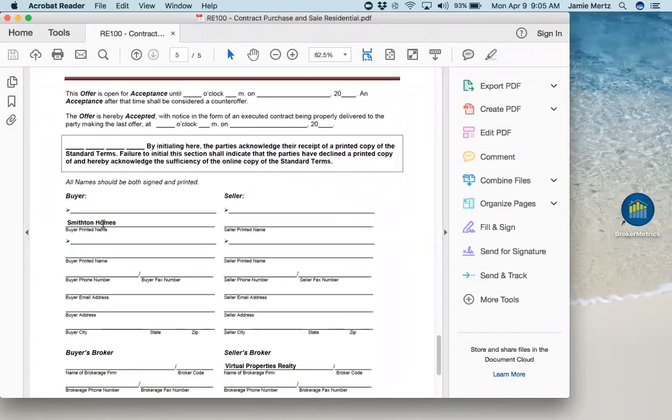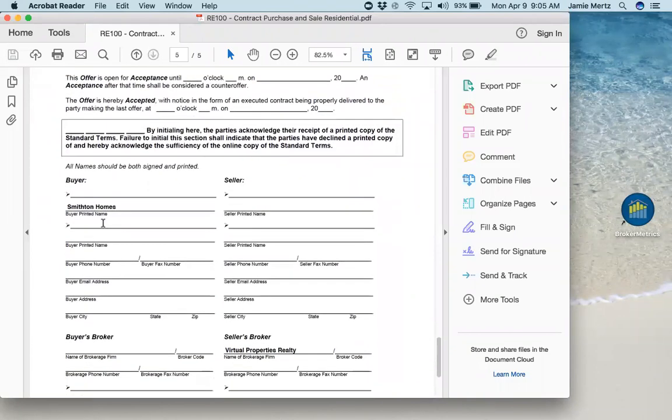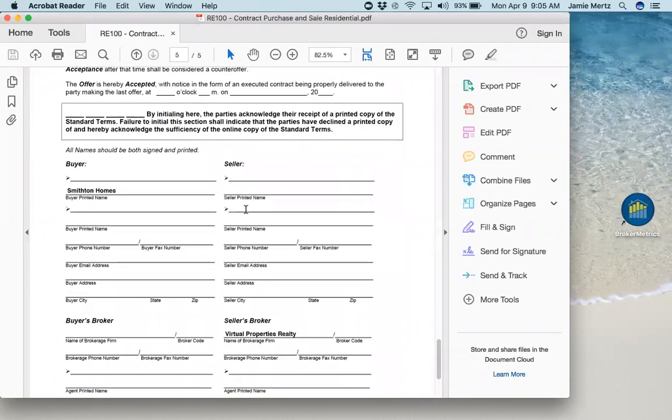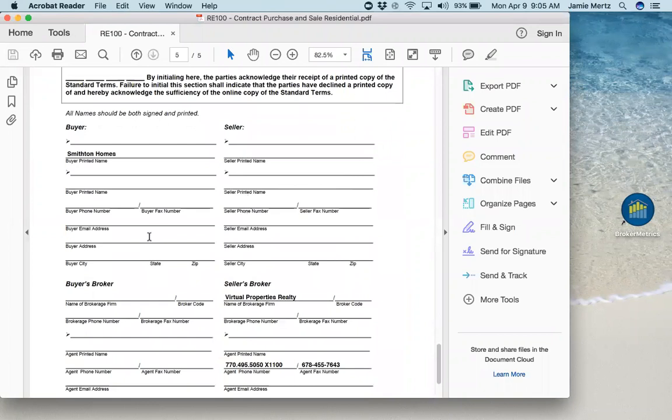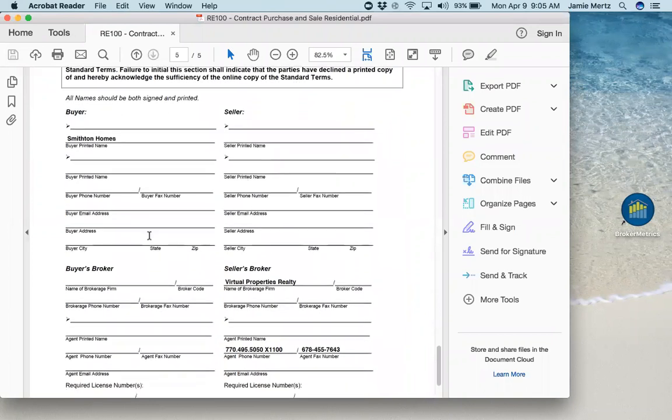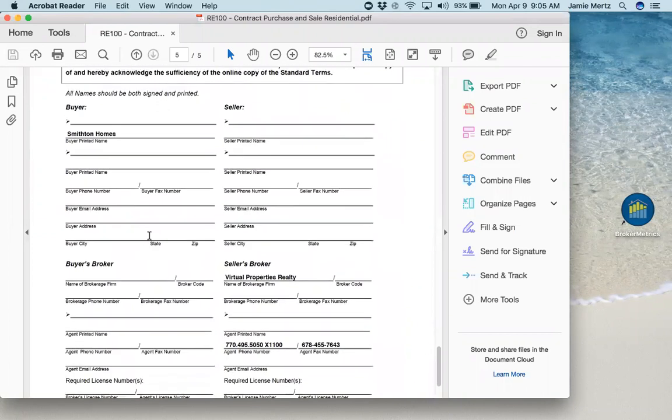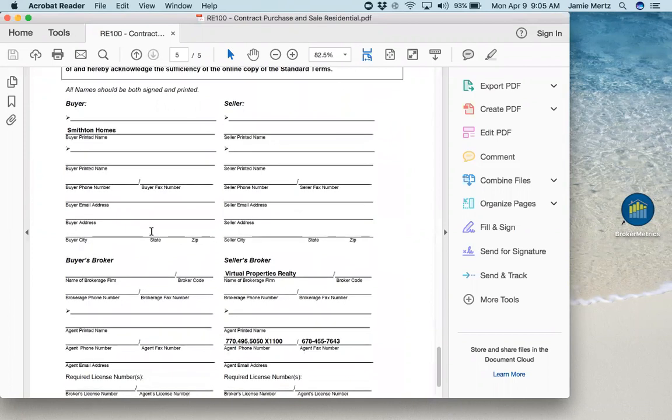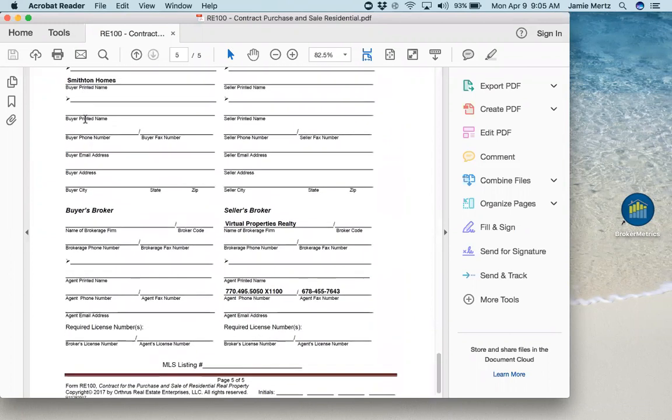And finally, you're going to want to go down and fill in the buyer's information. I recommend buyers sign and provide buyer's printed name. If you're representing the seller, seller signs and provides seller's printed name. I do not recommend you add their email address or phone numbers. There's no need for the cooperating agent to know how to reach your client. That is information that only you and your broker need to have. So as long as you've got their name and their signature, that's satisfactory.